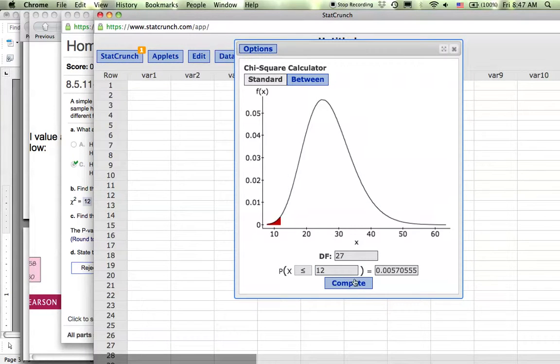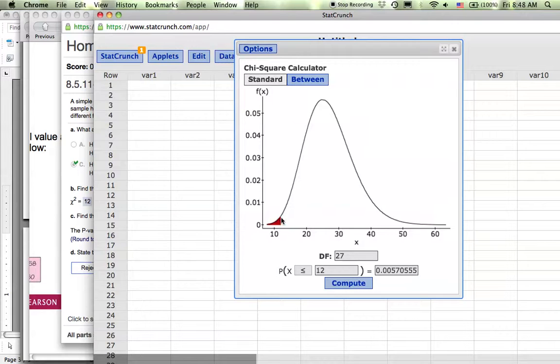Right now you are not quite sure whether 12 is to the left or the right of the peak. So first you try less than or equal to. As it is drawn here, the peak is around 27, and less than or equal to 12 shows you this small area on the left side of the peak. In other words, 12 is on the left side of the peak. For the p-value, it is at least as extreme as 12, or even more extreme, so that should be to the left of 12.